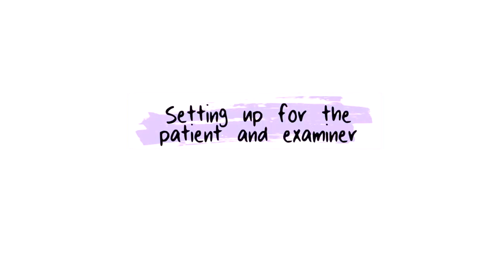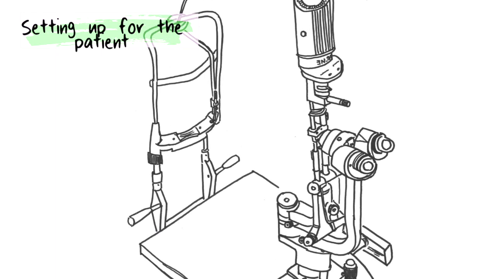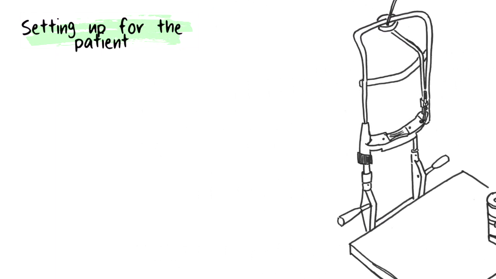Setting up the slit lamp for the patient and the examiner. To set up for the patient, there are several steps that are undertaken. Before the patient's head comes in contact with either the chin or forehead rest, both should be sterilised with an alcohol wipe to maintain safe hygiene practices.